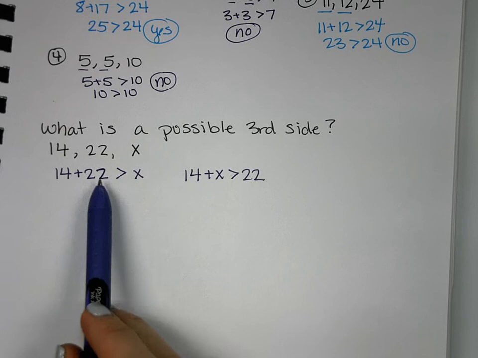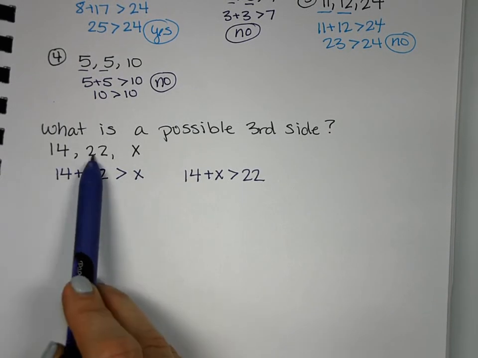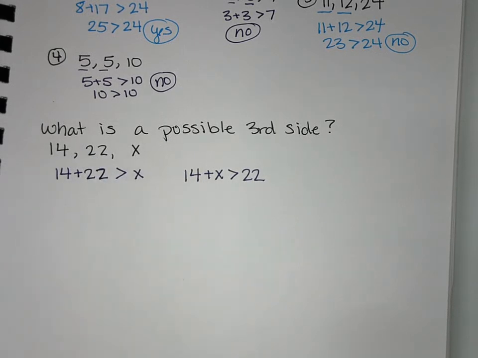I don't have to worry about the third one because I already know 14 is not the biggest. So no matter what I add, if I were to add x plus 22, of course I'm going to be bigger than 14 because 22 is already bigger than 14.